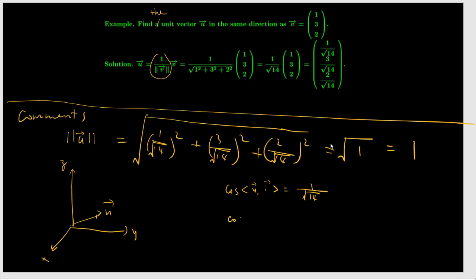And likewise, the cosine value of the angle between u and j is equal to the second number, 3 over square root of 14. And likewise, the cosine value of the angle between u and k, where k is the unit vector on the z-axis, is equal to the third component, 2 over square root of 14.